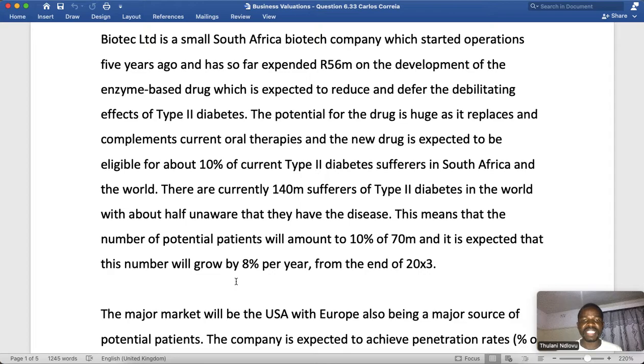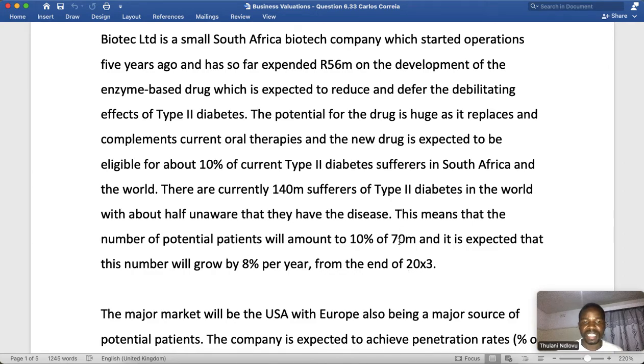There are currently 140 million sufferers of type 2 diabetes in the world, with half unaware that they have the disease. So if 140 million have the disease but half are unaware, the ones that are aware that they are suffering from diabetes is 70 million. This means that the number of potential patients will amount to 10% of 70 million, and it is expected that this number will grow by 8% per year from the end of 20x3.